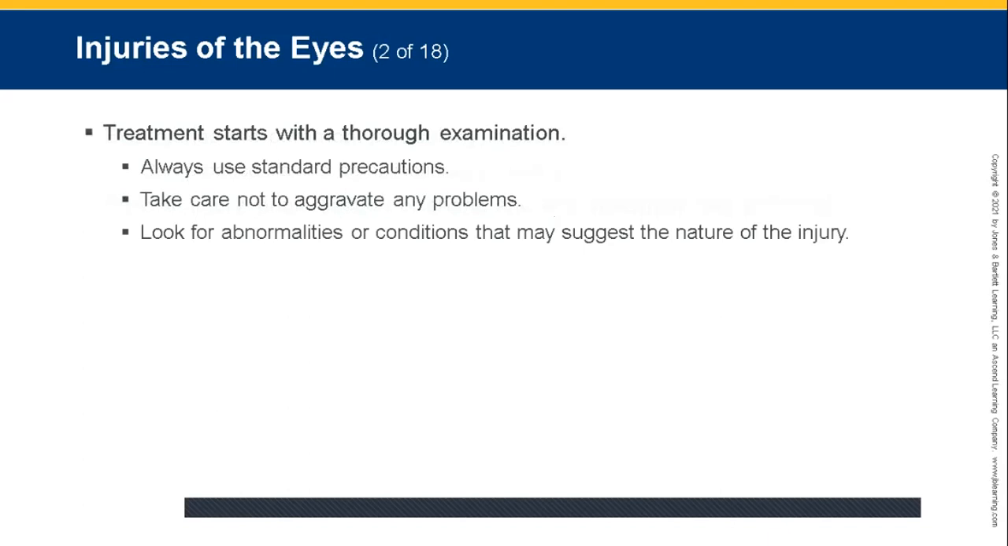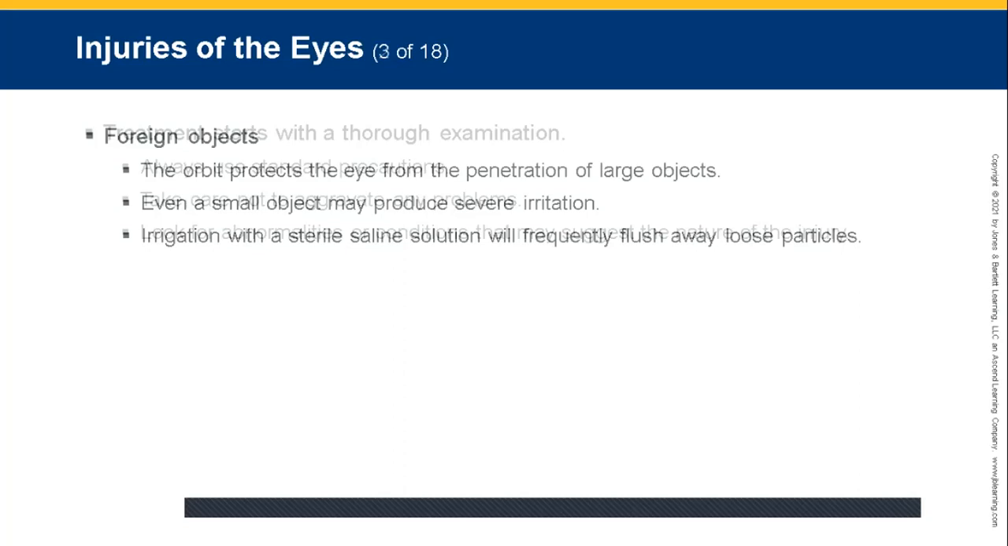Treatment starts with a thorough examination. Always use standard precautions. Take care to not aggravate any problems. Look for abnormalities or conditions that may suggest the nature of injury. For foreign objects, the orbit protects the eye from penetration of large objects. Even a small object may produce severe irritation.